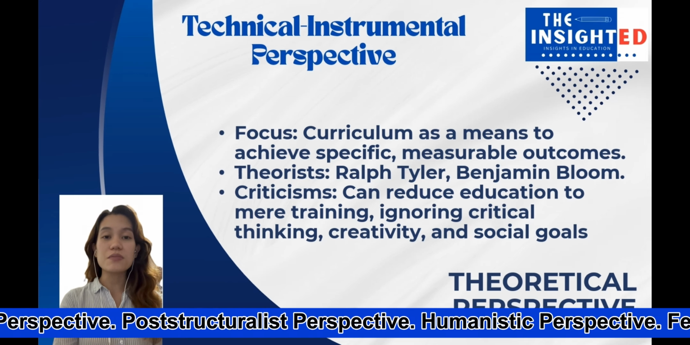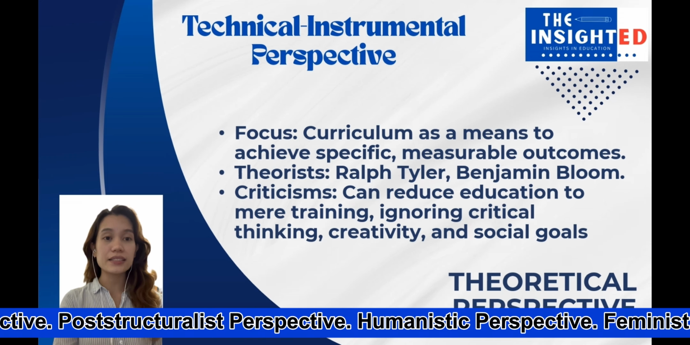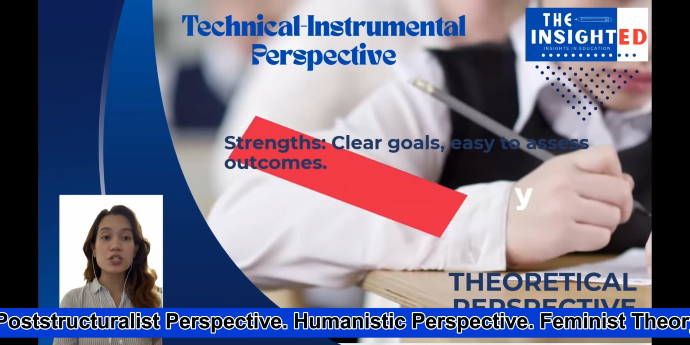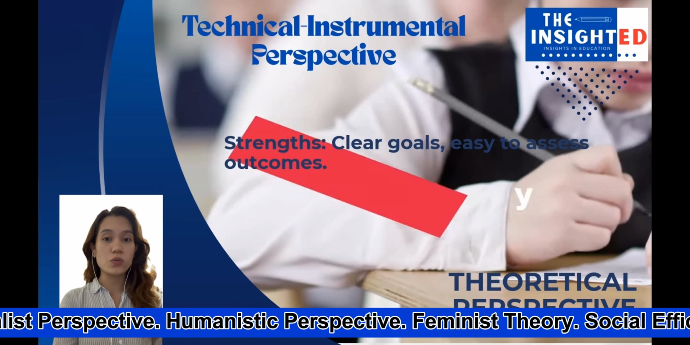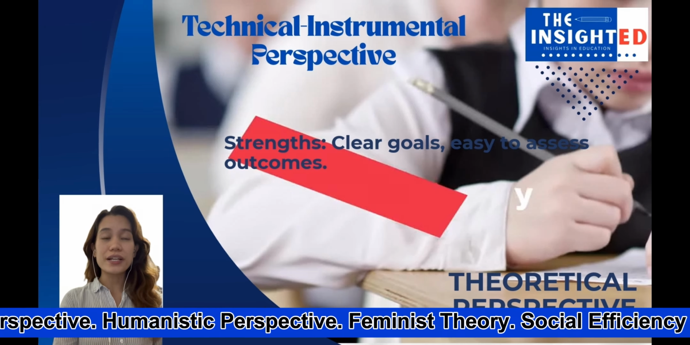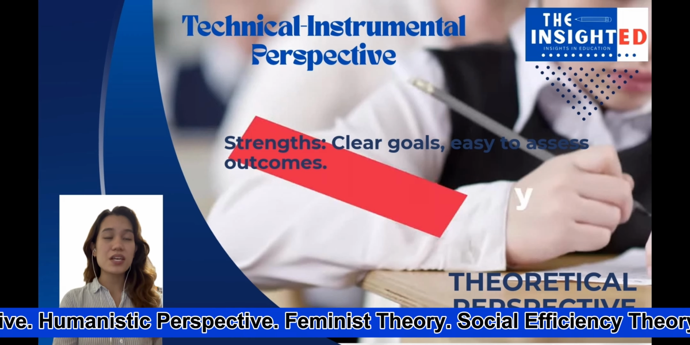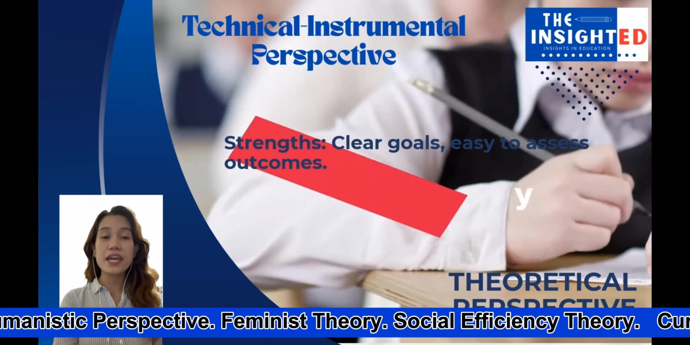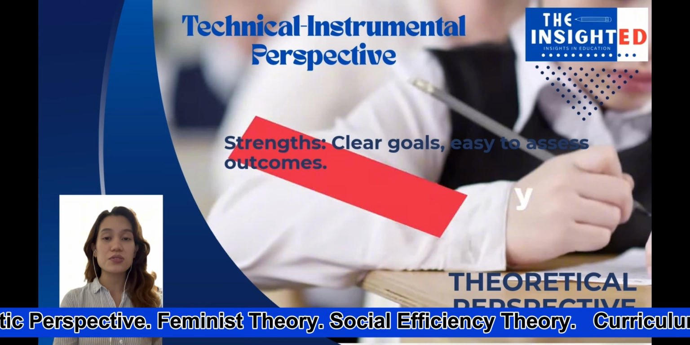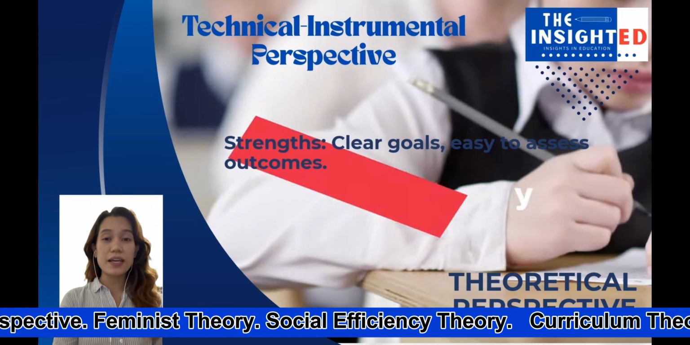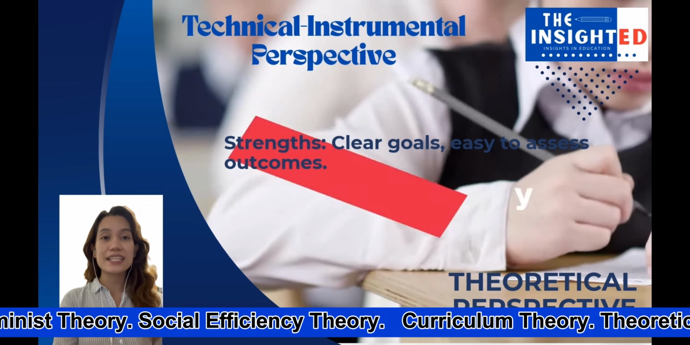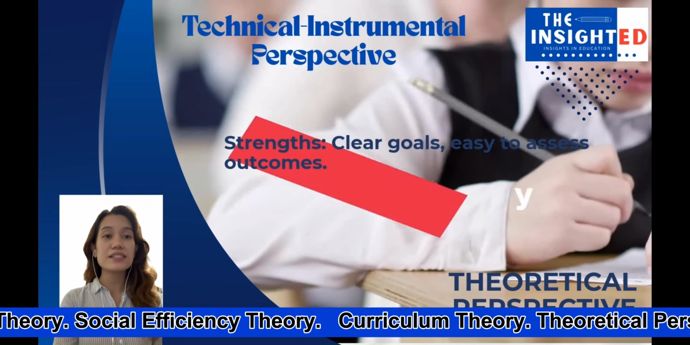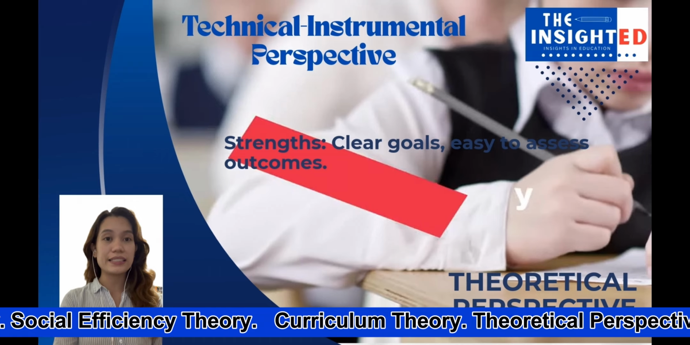One of the criticisms under this perspective is that it can reduce education to mere training, ignoring critical thinking, creativity, and social goals. Furthermore, this theoretical perspective is often associated with behaviorist and technocratic models of education. This perspective views curriculum as a tool for developing specific skills and competencies often tied to economic or job-related needs.